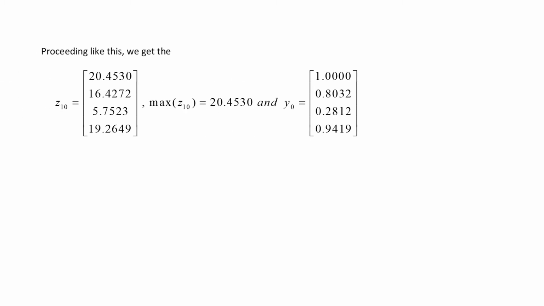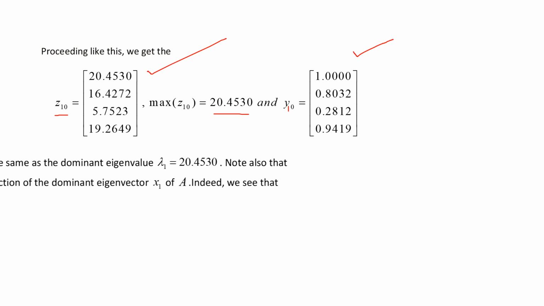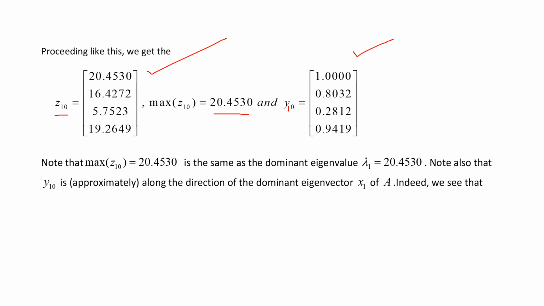And proceeding with the same procedure, z10 will be obtained in vector form in this way, and the maximum of z10 is 20.453. Y naught is here. Y10 is here. Now the maximum of z10, which is 20.453, is the approximation of lambda 1.